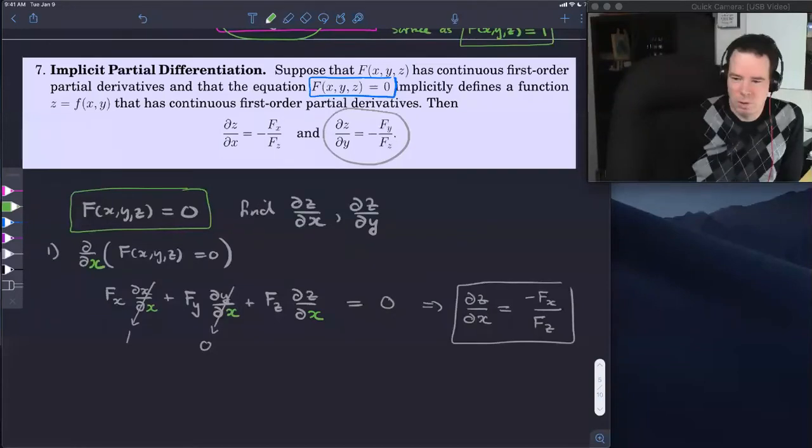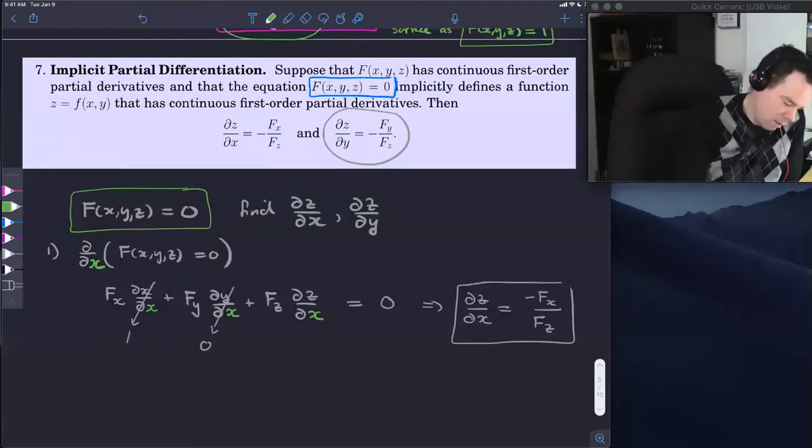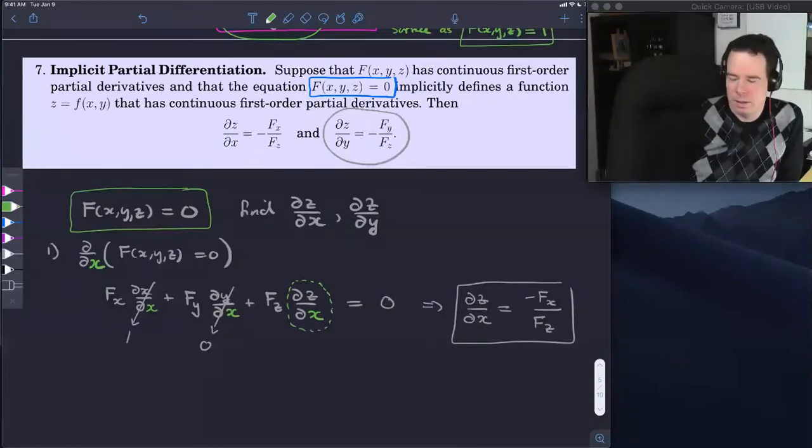When we differentiate through, we use the chain rule. So the derivative of the left-hand side is the derivative of the outer function, capital F, with respect to x, times the derivative of the x variable with respect to x, and so on along the line. And when we do that, we get the derivative we are really interested in finding: how does z change with respect to x, for example?